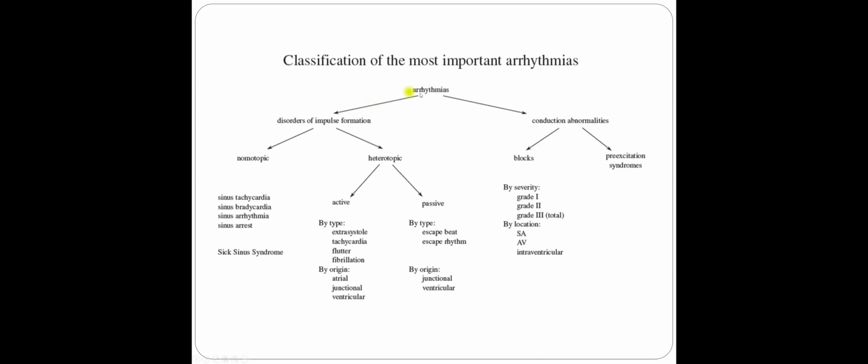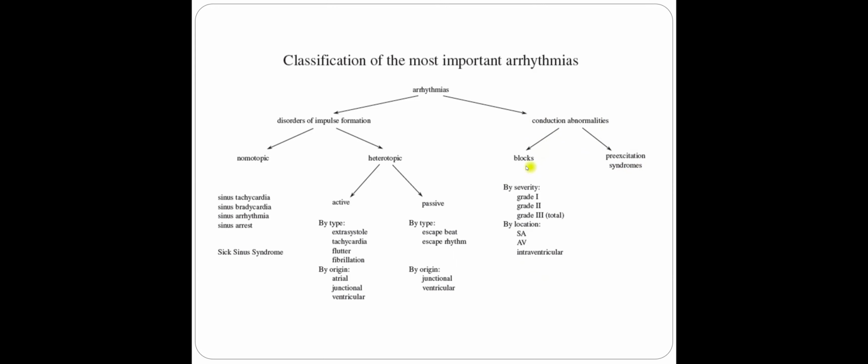And we could have conduction abnormalities, meaning that we do have a normal impulse formation. However, sometimes the impulse is not propagating to another point, another part of the ventricle. And this is called the conduction abnormalities. We can have the blocks, and we can have a faster conduction, that would be the pre-excitation syndromes.